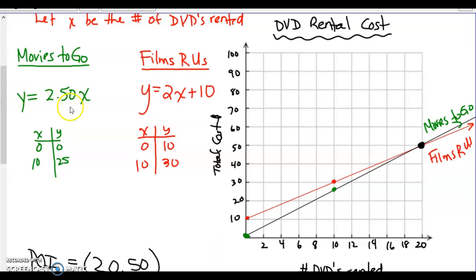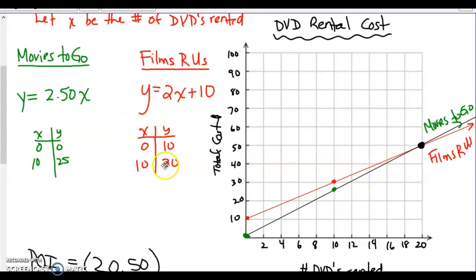So y equals 2.5x. I can create a table of values. I can use the intercepts. I can use my slope and my y-intercept. Okay, so I've created a table to help us see things a little bit easier. So when x is 0, when I rent 0 DVDs, my charge is $0. When I rent 10 DVDs, my charge is $25, so 10, 25, and I connect with my green line.